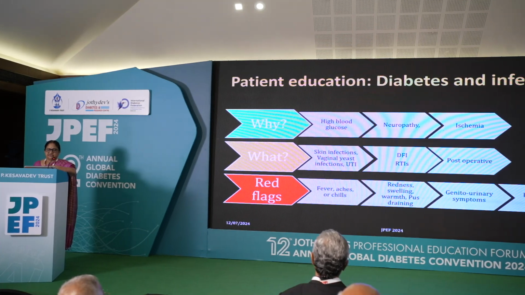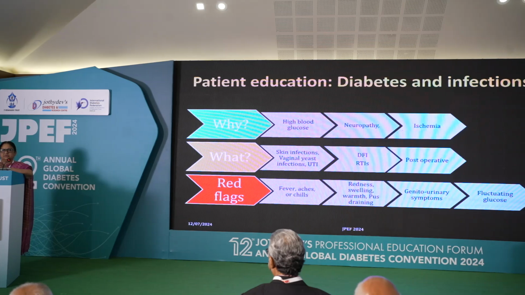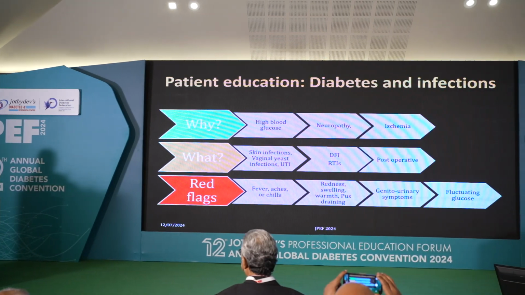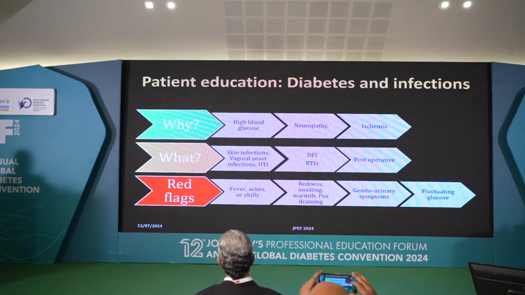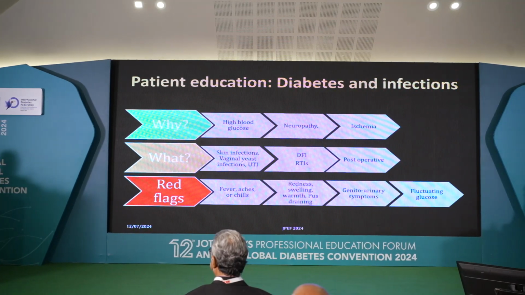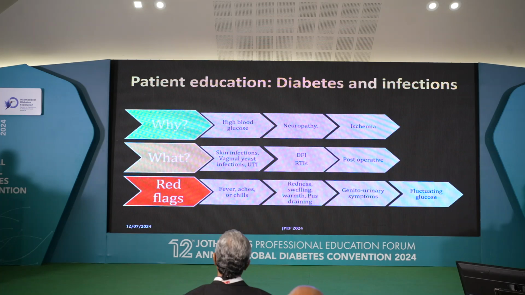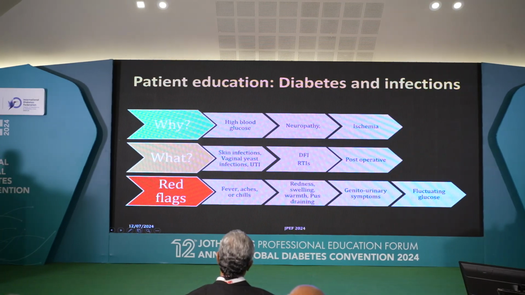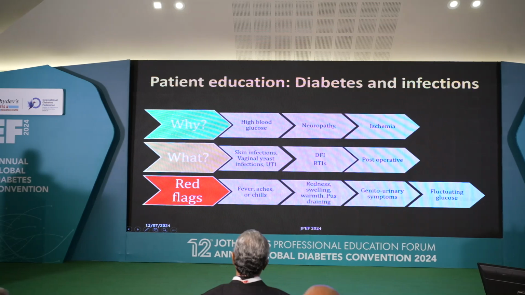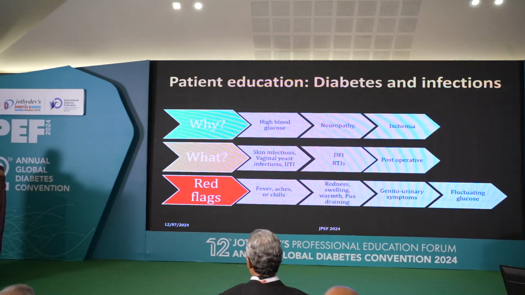Why do they develop infections? They usually say, I don't get infection even with high blood glucose, that is why my blood glucose is normal. That is their interpretation: if there is no infection, that is their normal blood glucose. But we need to tell them that there is a higher risk of infection because of high glucose, neuropathy, ischemia. Examine the feet, and they always have to know that there is a high risk of skin infection, vaginal yeast and UTI, as well as the red flags.